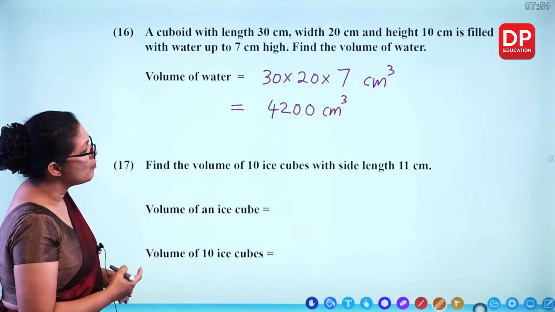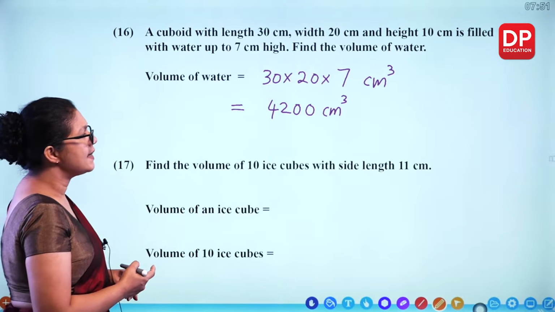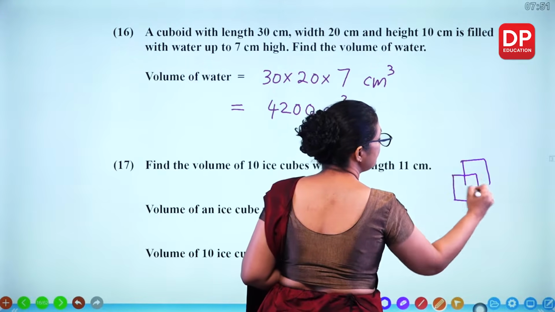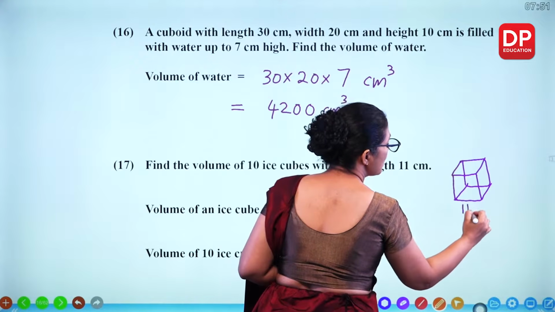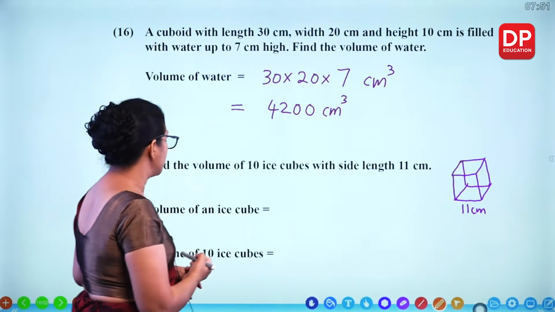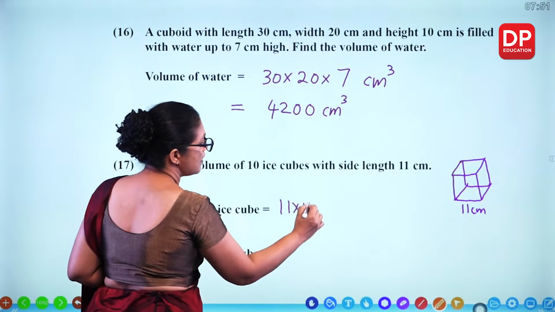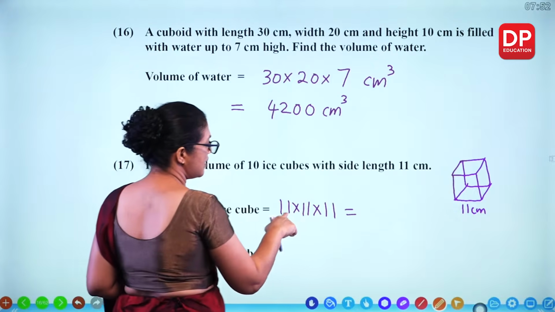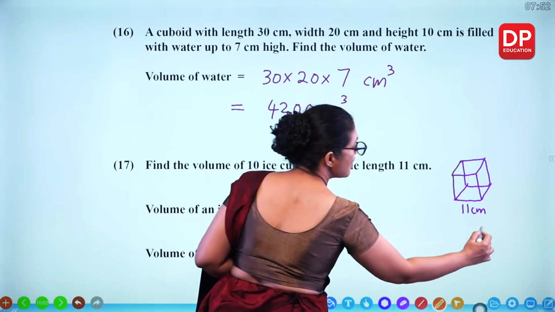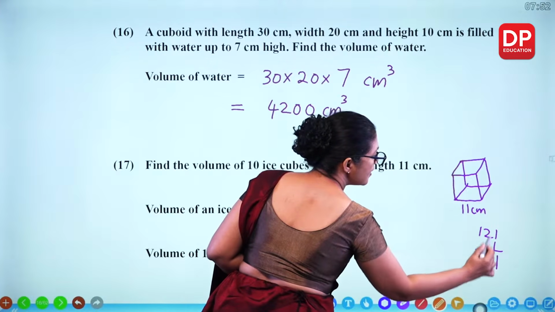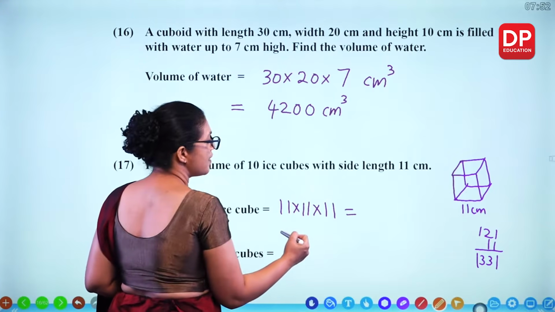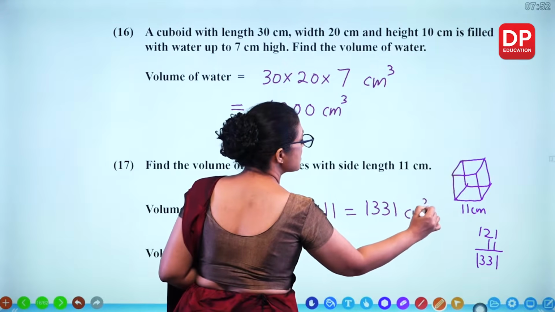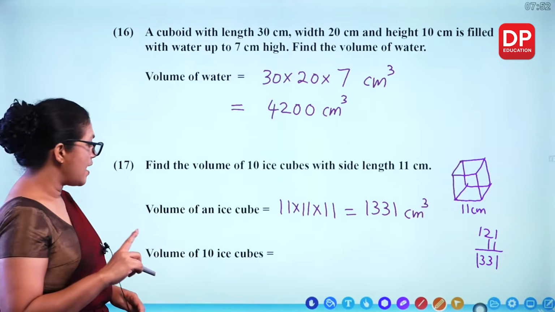This one, find the volume of 10 ice cubes with side length 11. So we have to first find the volume of 1 ice cube. Volume of 1 ice cube with side length 11. So 11 times 11 times 11. What's the value? 121 is 11 times 11. 121 multiplied by 11, you get 1331. That's cubic centimeters.